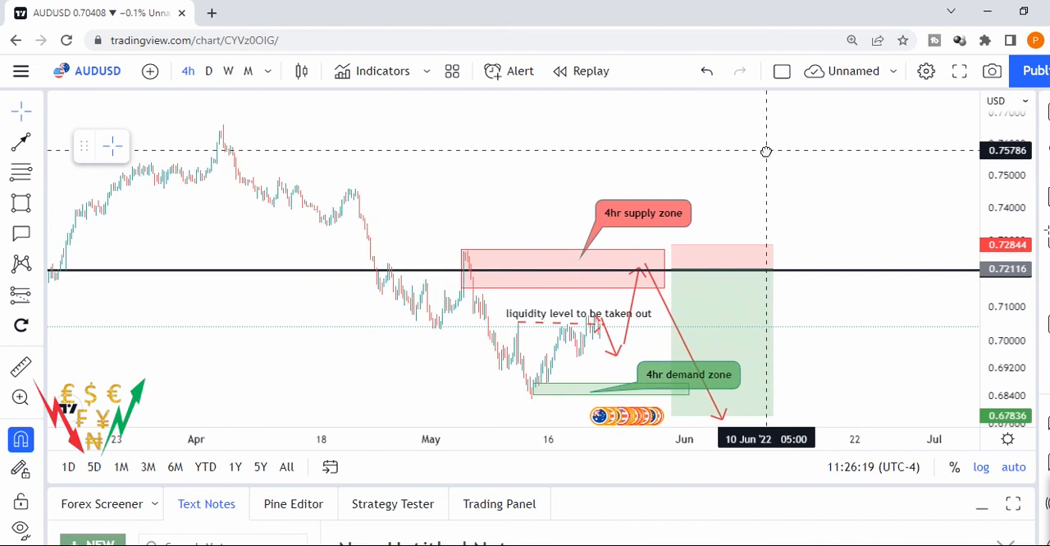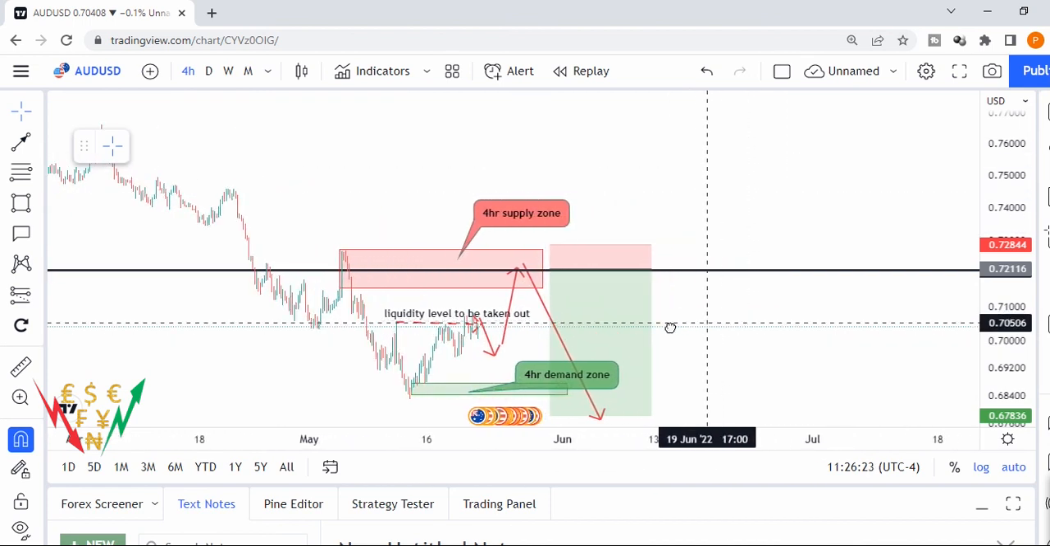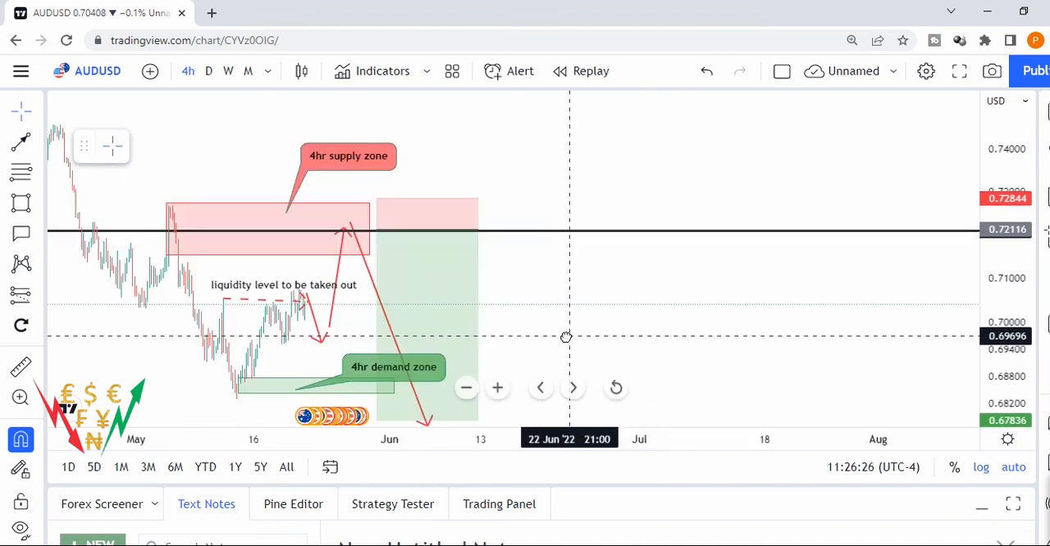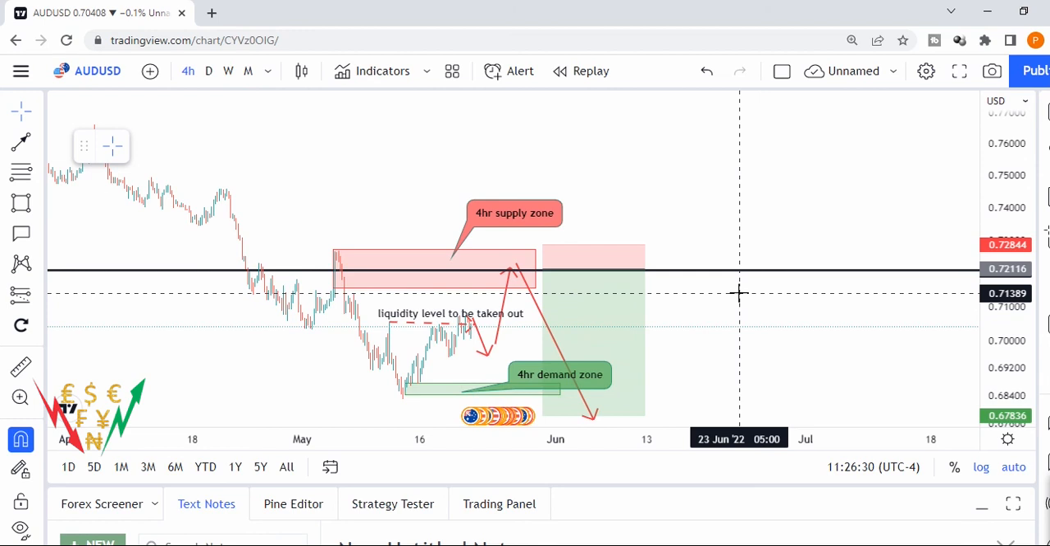So guys, with that said, I think the trade is looking very good. The setup is actually cool, as you can see. So that will be all for now, guys.